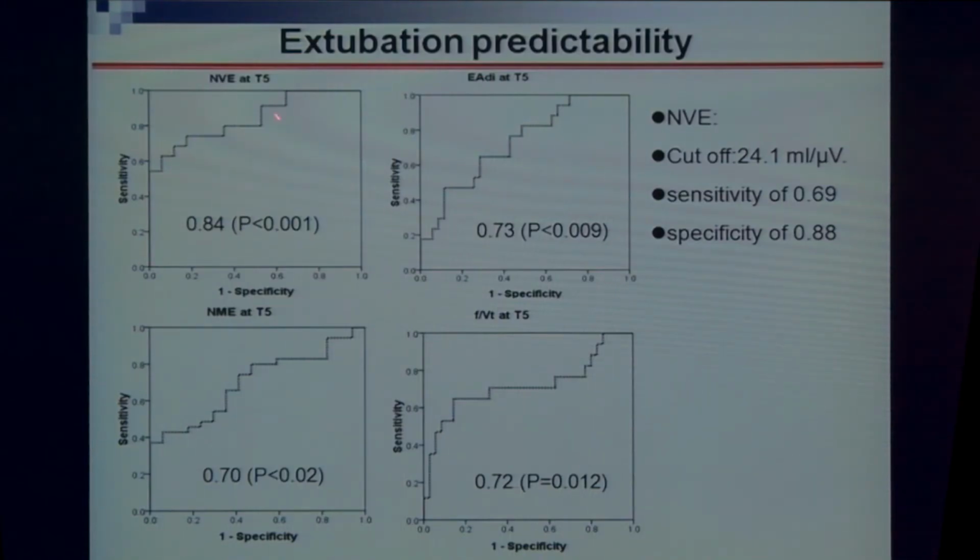And as we see, the area under the ROC curve for the neuroventilatory efficiency was 0.84, and for other parameters, EAdi, NME, and Tobin index, it was about 0.7. If we use a threshold of 24.1, we get a sensitivity of 0.69 and a specificity of 0.88 for the neuroventilatory efficiency for predicting weaning success.